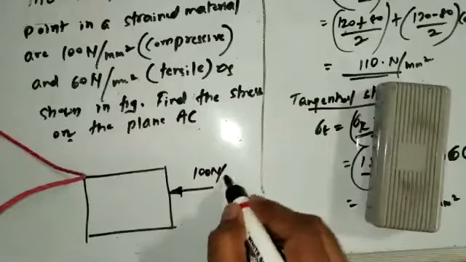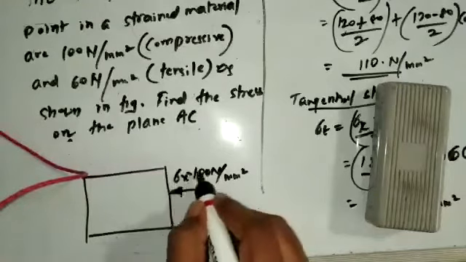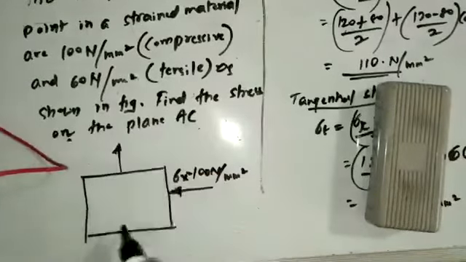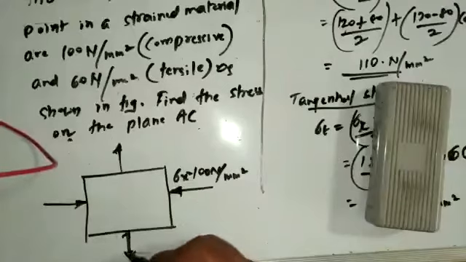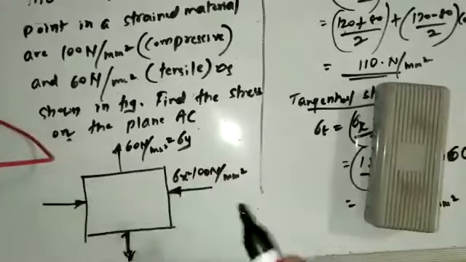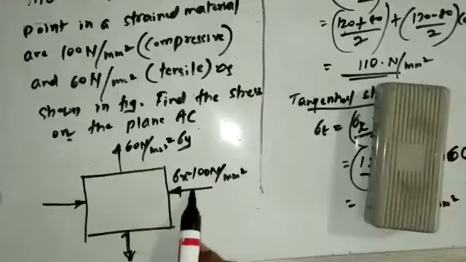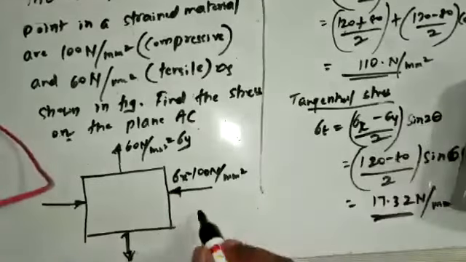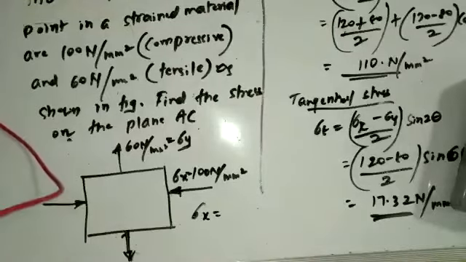Look here, in x direction, now it is compressive. How much is it? 100 Newton per millimeter square. That is sigma x. Sigma y is tensile, 60 Newton per millimeter square. So sigma x will be negative in nature because it is compressive. So take the values of sigma x.